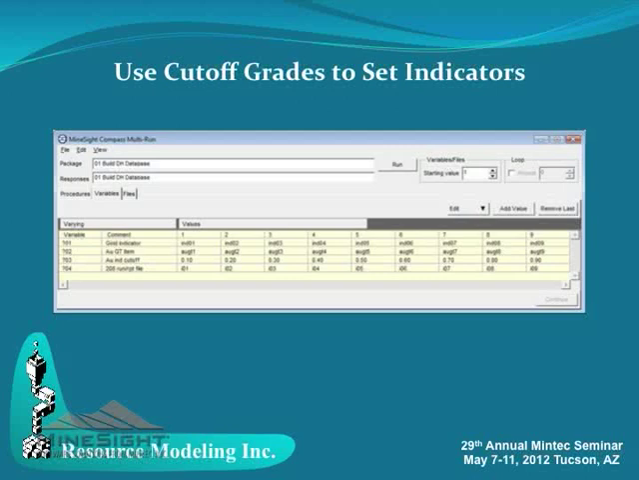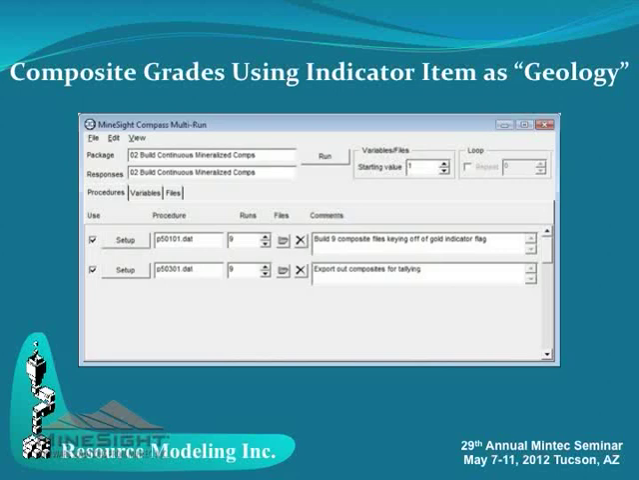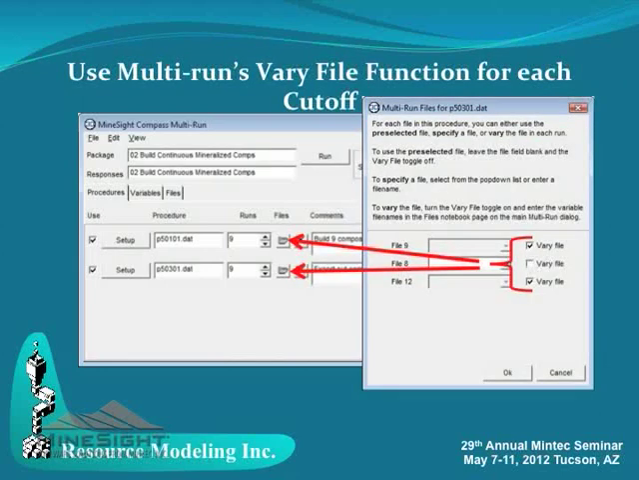This panel shows multi-runs where I'm building the composites, and if you haven't used this vary file function, it's really handy when you've got multiple, say, file 11s or file 9s. It's a real handy way to just process through your data.